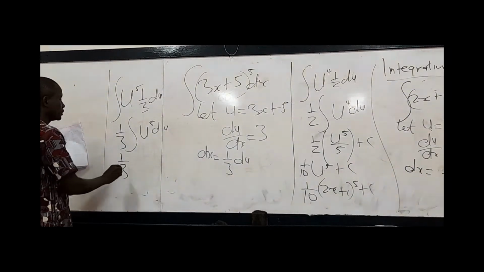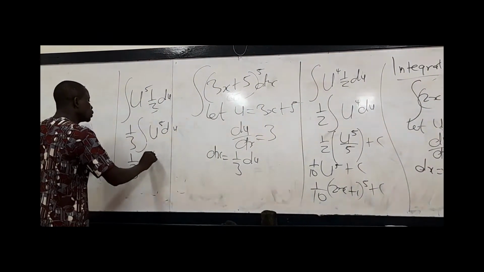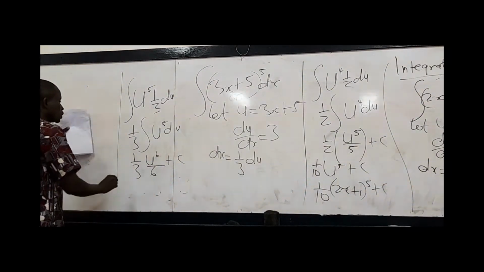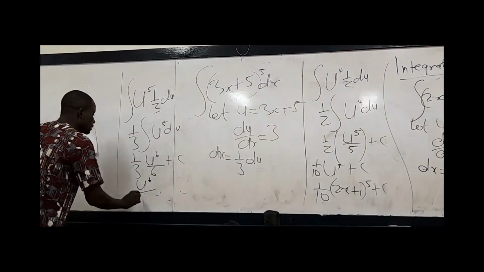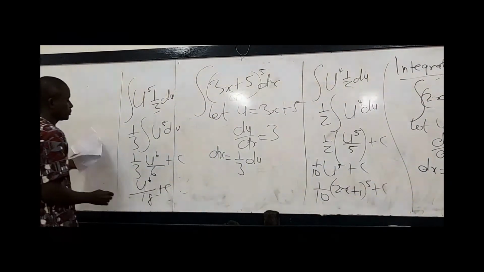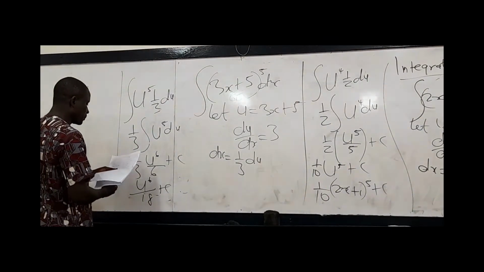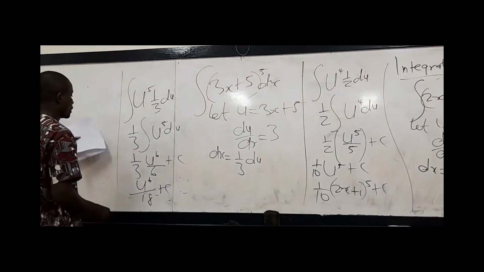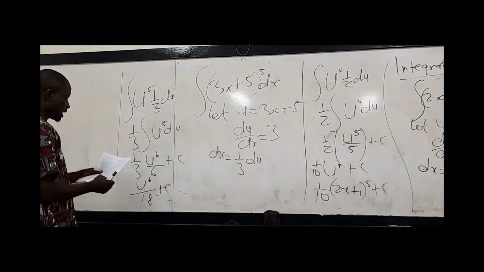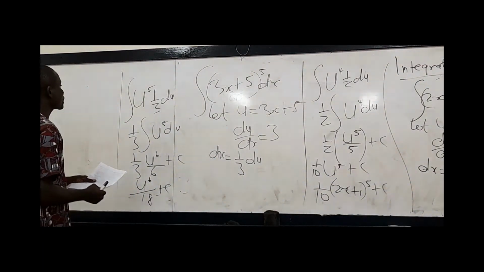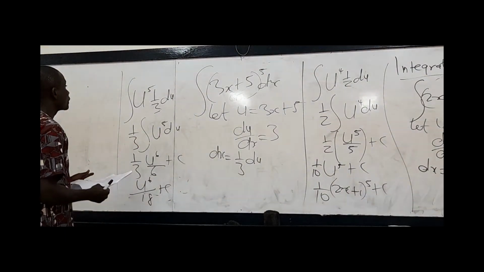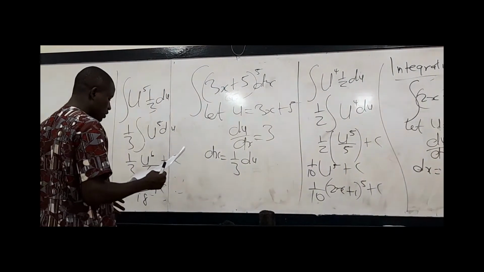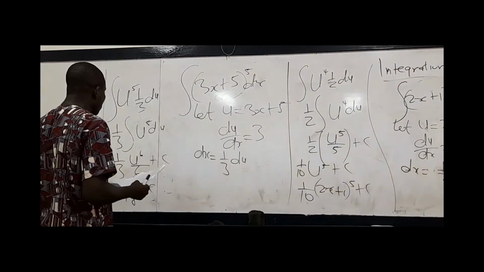So it's going to be 1 over 3 times u to the 5 plus 1, which is u to the 6 over 6, plus c. So I'm going to have u to the power 6 over 18 plus c, if I'm right. Now let me check whether I'm on track. Let me go back here and see whether everything is on course. Yes, I think it's on course.